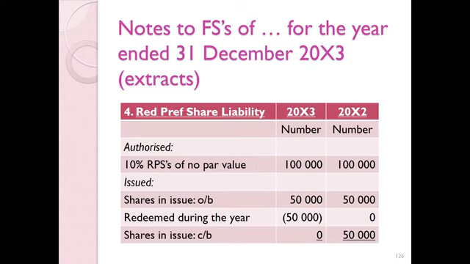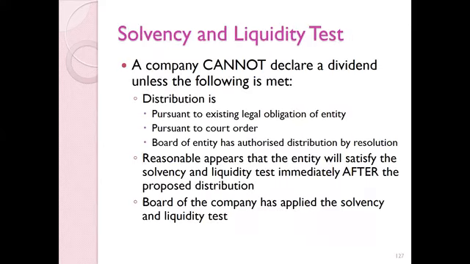Our redeemable preference share liability, make sure that you name it correctly. We again show the number of shares. So this is also particularly important for 20x3 because we had an opening balance of 50,000 preference shares in issue, but then we had a redemption during the year of the 50,000 shares. So at the end of x3, we actually have no preference shares that are currently in issue.